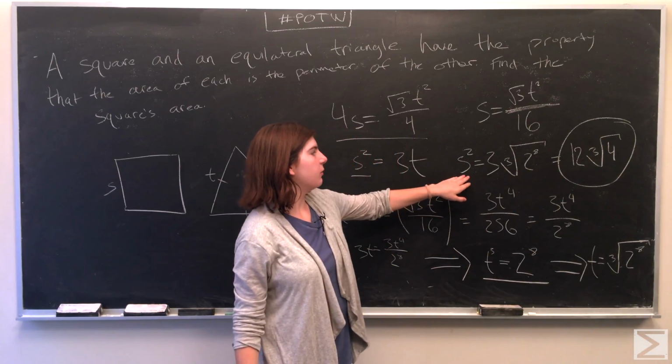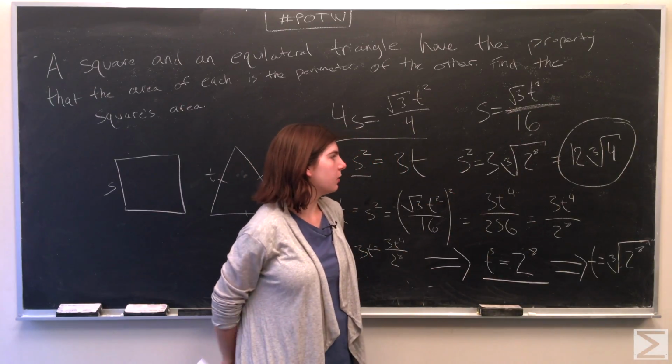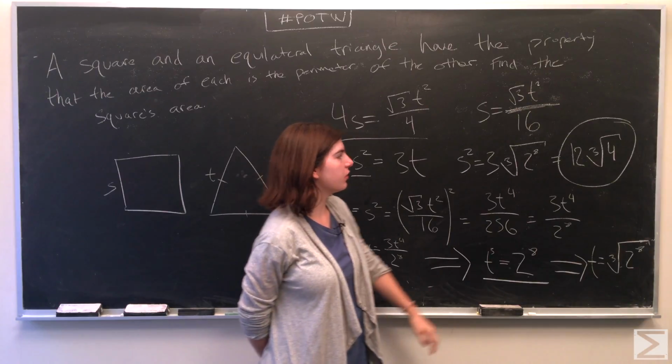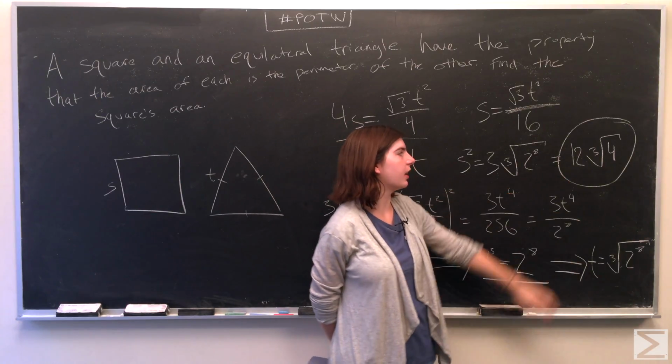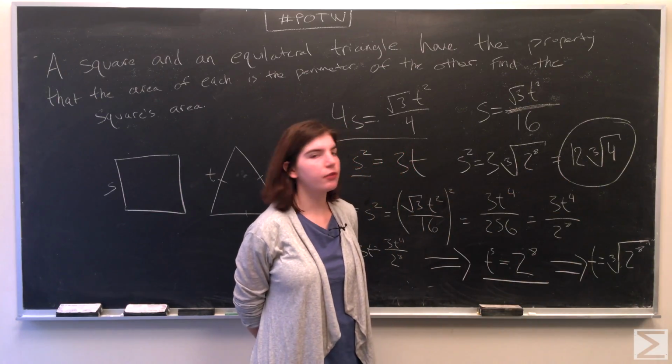Once we plug it in, we have s squared equals 3 times the cube root of 2 to the 8th, and we can reduce that further, so we have 12 times the cube root of 4.